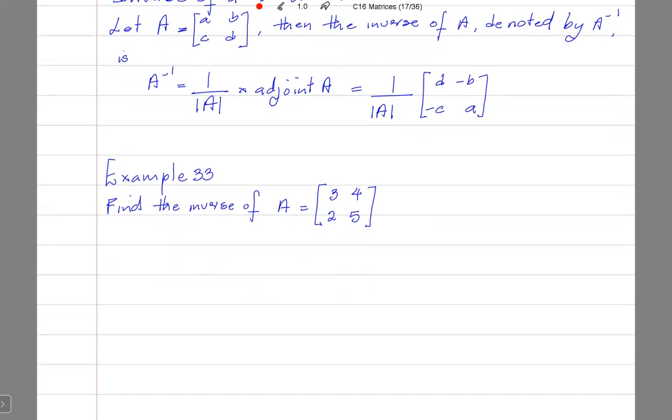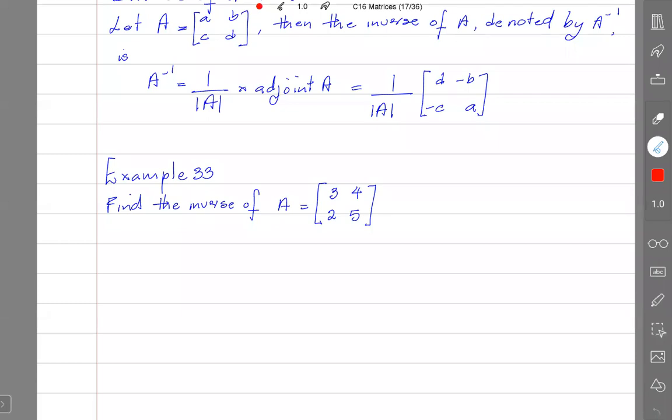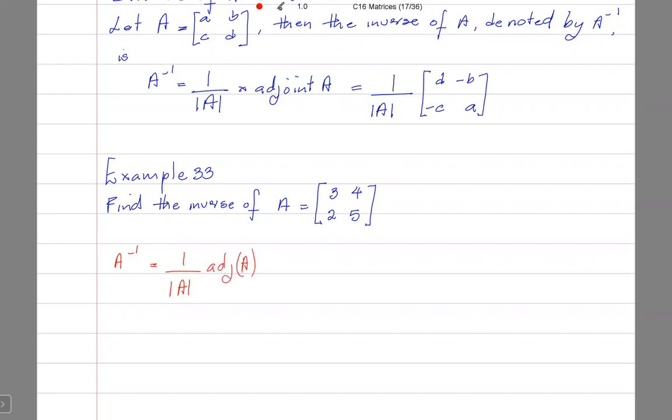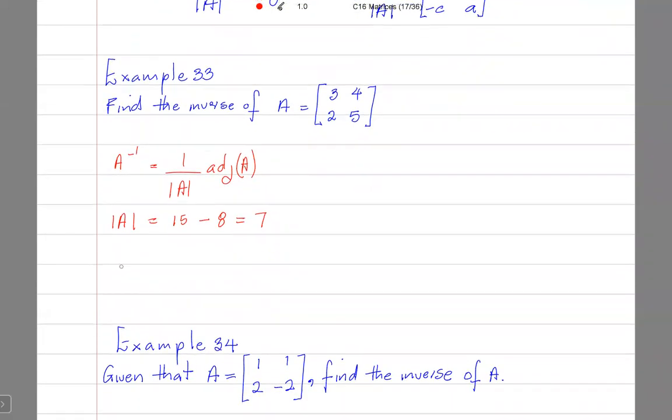Example 33. All right, example 33 is asking us to find the inverse of the matrix A. Now, A inverse is equal to 1 over the determinant of A times the adjoint of A. The determinant of A would be 3 times 5, 15, minus 4 times 2, which is 8. The determinant is 7.